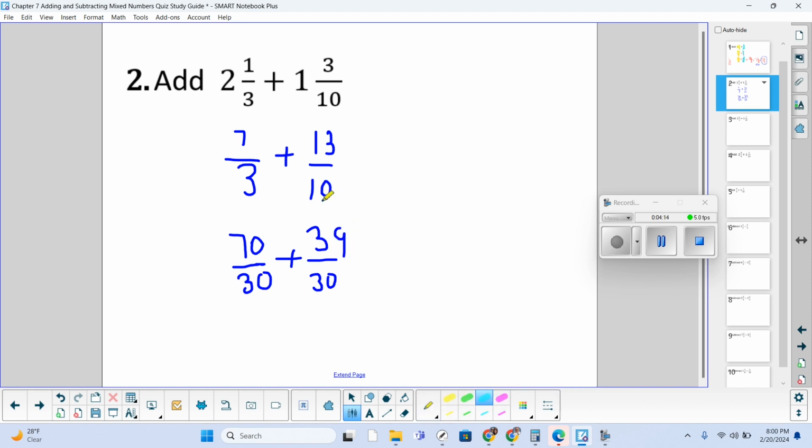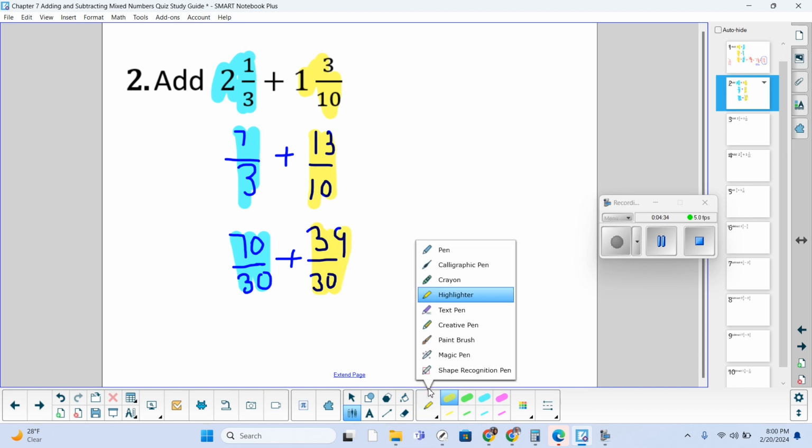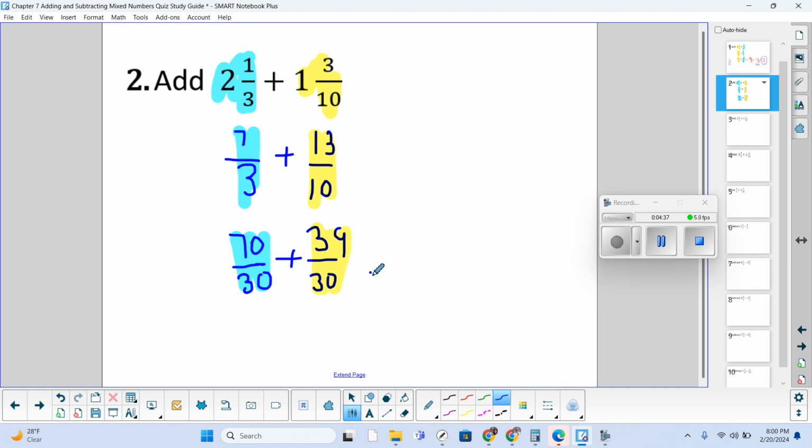Before I add them, just want to highlight this right here, 2 and 1/3 is the same as 7/3, is the same as 70/30. 1 and 3/10 is the same as 13 over 10, is the same as 39 over 30. So now that I have them all ready to go, I can add them up. 70 plus 39, well, 70 plus 30 is 100, so 9 more than that would be 109 over 30.